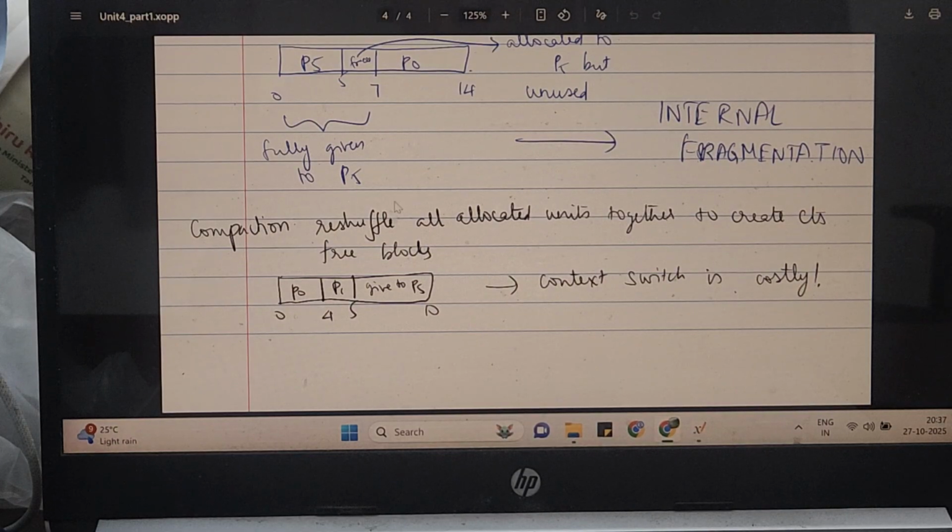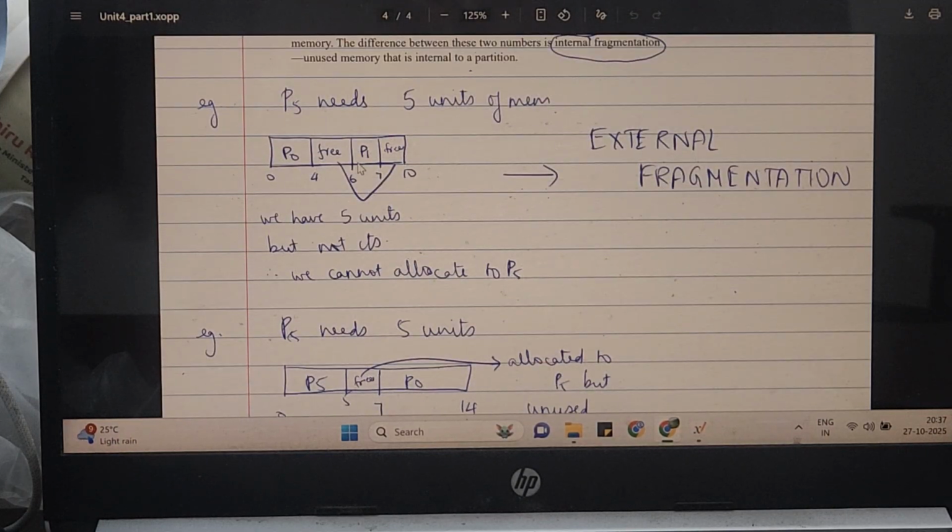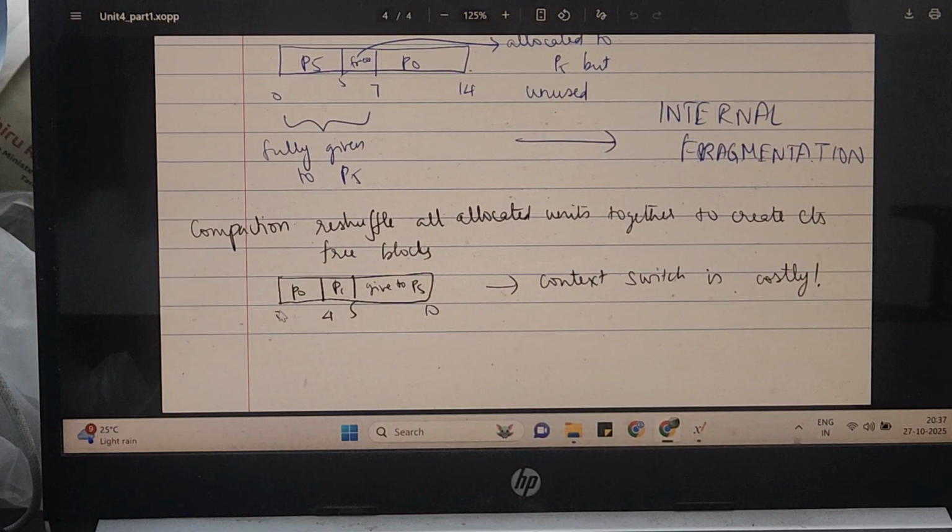So 0 to 4 was P0, right? And then we had P1, which is just 1 unit. So in the 6 to 7, this P1, I will move it to 4 to 5 immediately after P0. So 0 to 4 is P0, 4 to 5 is P1. Then I have 5 to 10. I have 6 free places. So I have enough to accommodate P5, so I can put P5 here.